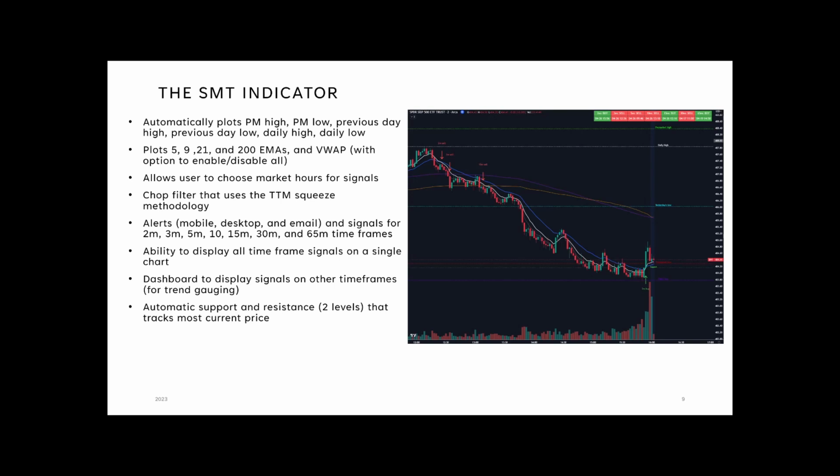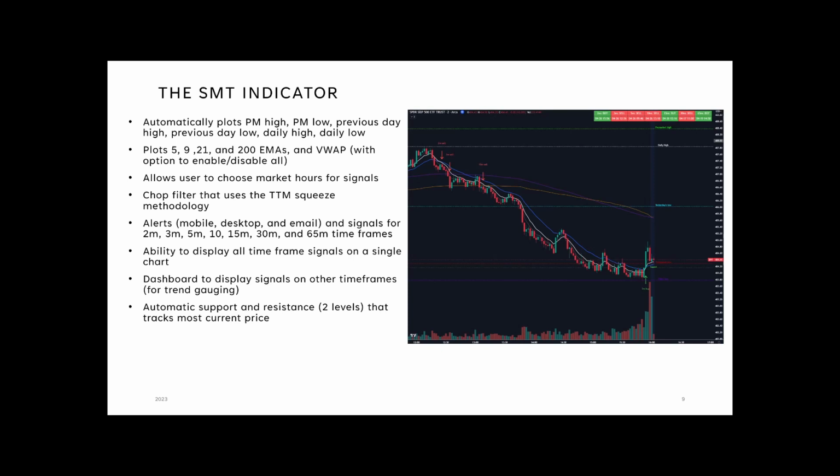The cool thing about the newest development with this is, normally if you have a 2-minute or 5-minute chart open, your data is calculated based on that time frame. Your EMAs are on that time frame, everything is based on that time frame, and signals would be on that time frame. So what I did was I integrated all those time frames, so that whatever time frame you're on, you can see the signals for all the other time frames. If I'm on the 2-minute time frame, I can see data for the 3-minute, the 5-minute, the 10-minute, all the way up to the 65-minute, which is insane.